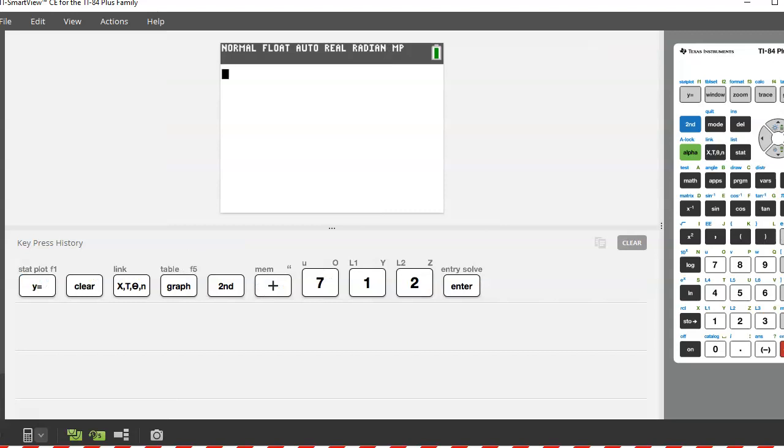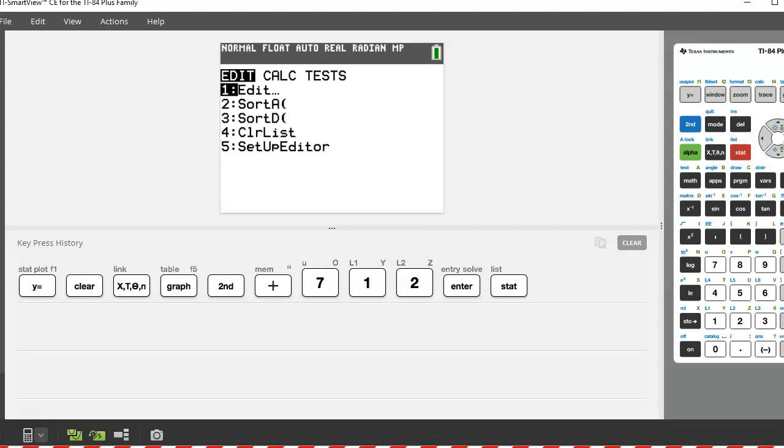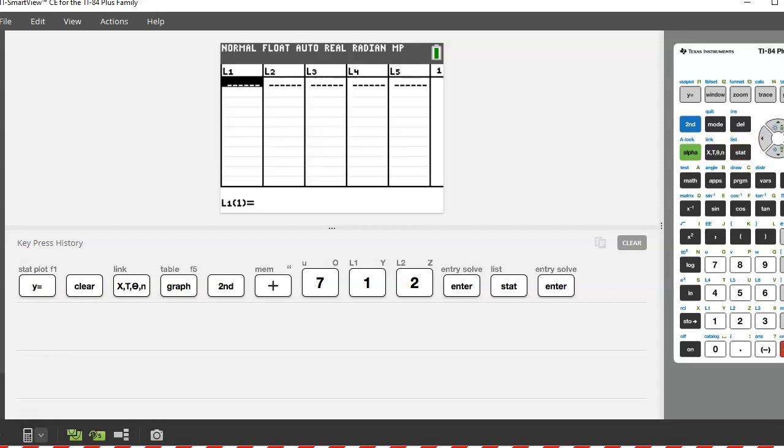Right, and then go into stat, edit. Put your grams of fat in L1 and the calories in L2. What did you press? I'm sorry. Stat, edit.